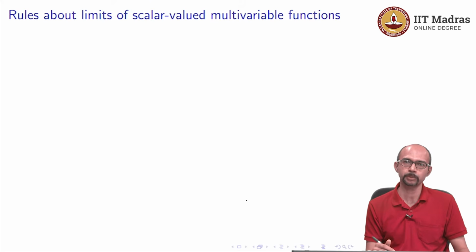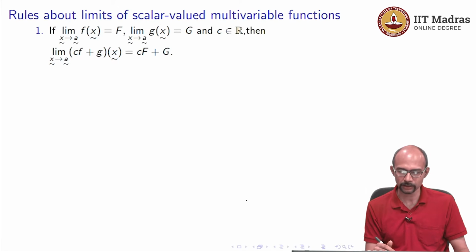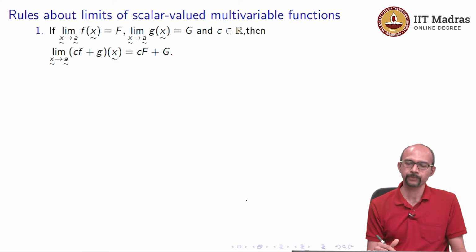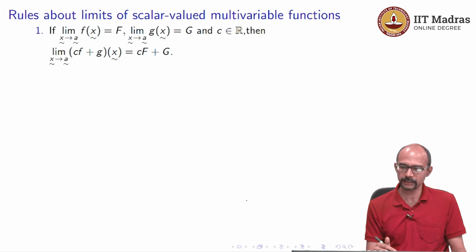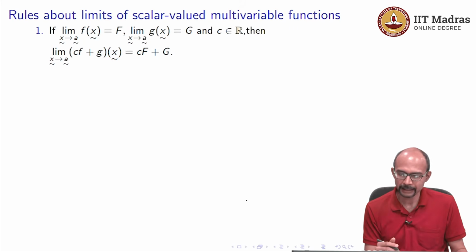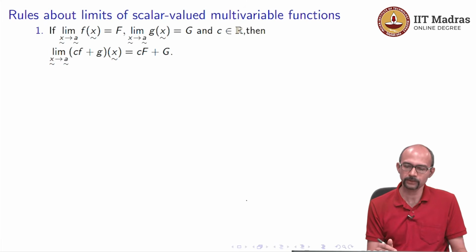These are again in the same spirit as the ones for one variable calculus. So, if you have two functions such that for both of them the limits as x tilde tends to a tilde exist and equal F and G respectively, and you have some scalar c, then if you take c f plus g, then that limit is c times capital F plus capital G. So, you can push the limit inside and take the scalar out, that is what it says. And of course, special cases of this are where c is equal to 1. So, in that case it will say that the sum of the limits is the limit of the sums.